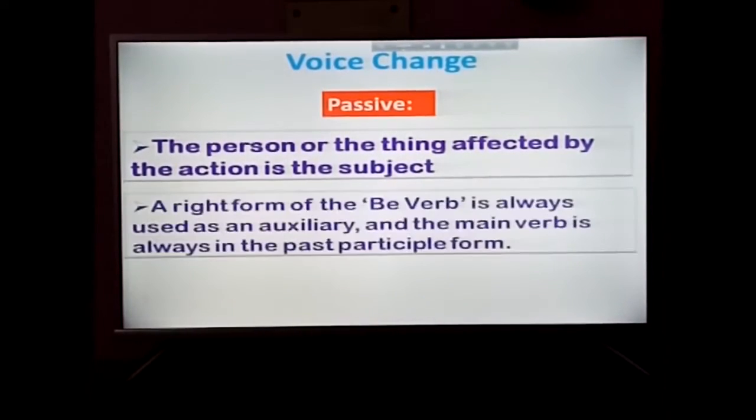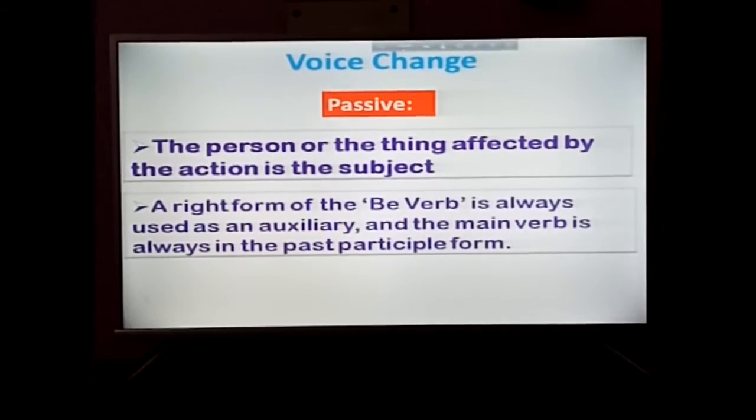The second and the most important characteristic of a passive sentence is that the main verb of a passive sentence is always in the past participle form. There is no exception to it. The main verb of a passive sentence never changes its form. It is always in the past participle form. On top of that, a right form of the be verb is always used as an auxiliary for the past participle main verb.